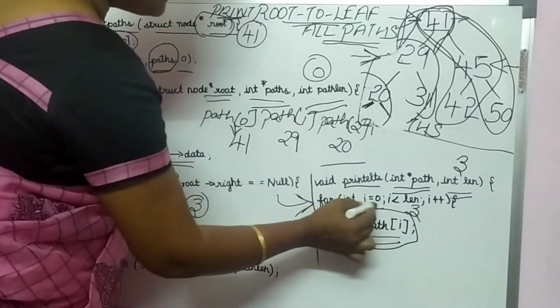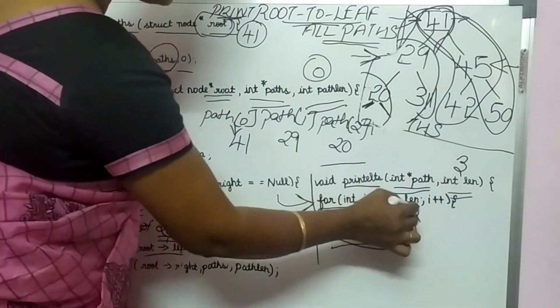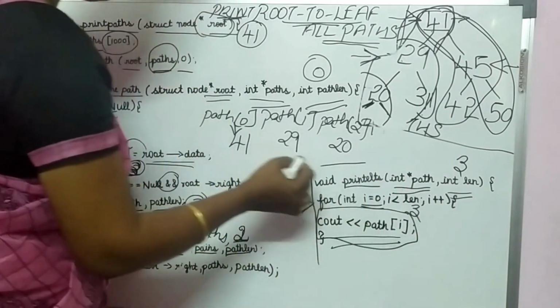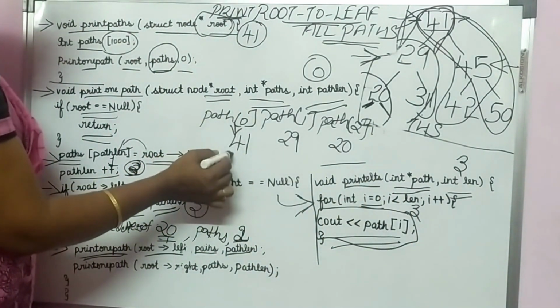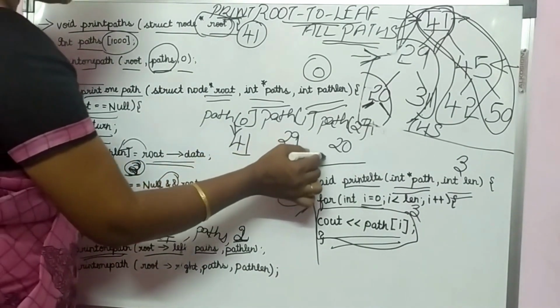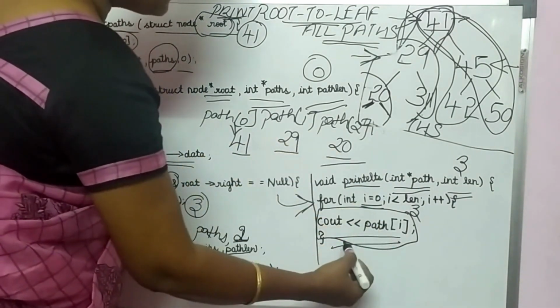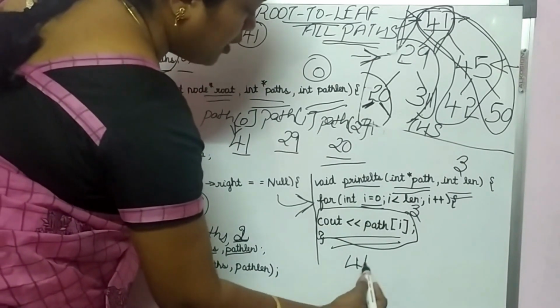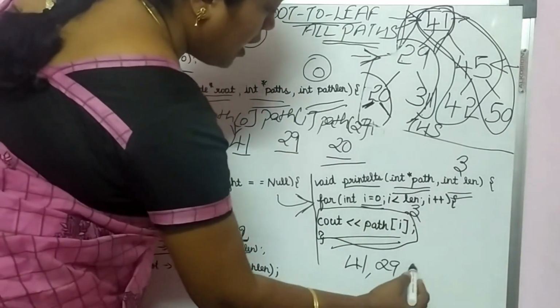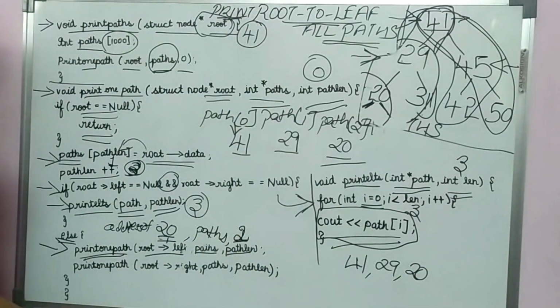So now the length value is 3. Can you see the condition? We are starting from 0 till it is less than 3. We are supposed to print the value. And as you know, in the 0th location we have the value 41, in the first location 29 and then 20. So when you are executing the cout statement, the values 41, 29 and 20 will get printed on the screen. So this is for printing the values in one path.